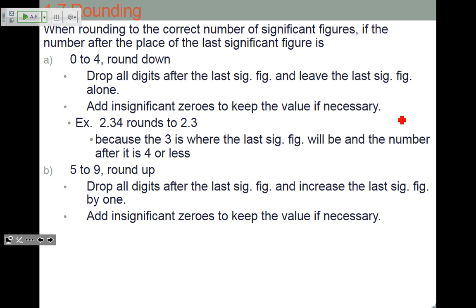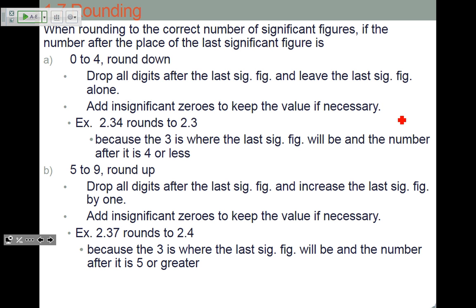If our numbers are 5 to 9, we're going to round up, and our last significant figure is going to increase by 1. Again, same thing with rounding. So if we want 2.37 to only have 2 significant figures, 7 is above 5, so we would round that to 2.4. So really no difference in this rounding than normal rounding. But remember, what we're thinking about is what we should be reporting as significant.